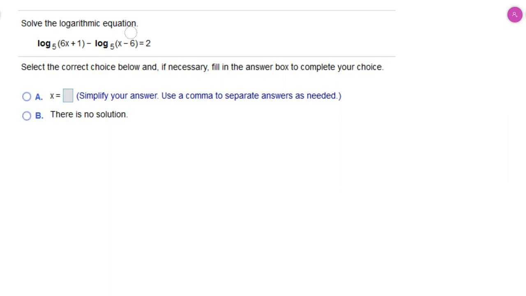This question says solve the logarithmic equation log base 5 of 6x plus 1 minus log base 5 of x minus 6 equals 2. There are two methods for solving these logarithmic equations. The logarithmic property of equality requires logs on both sides of your equation. We don't have that. The other method is to convert it to an exponential, and for that you need a single log on one side of the equation. I could do that, but first I would need to condense these logs together using the quotient rule.